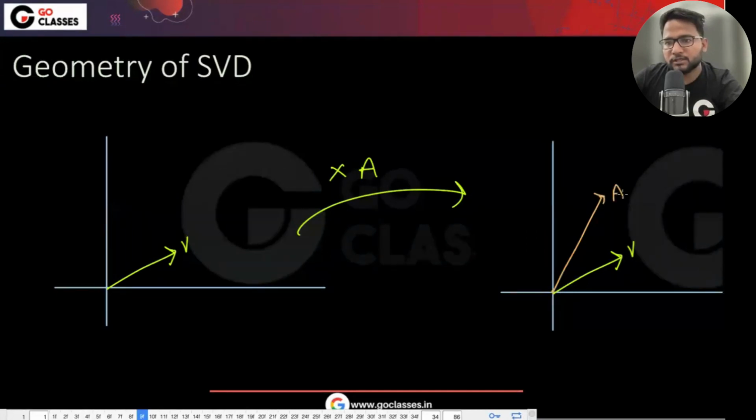Let's suppose this is AV, right? So yeah, the matrix's job is ultimately to rotate the vector, maybe to scale it a little bit and like that, right? This is the job of a matrix. But now we want to break it down.